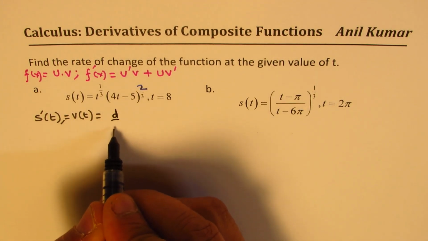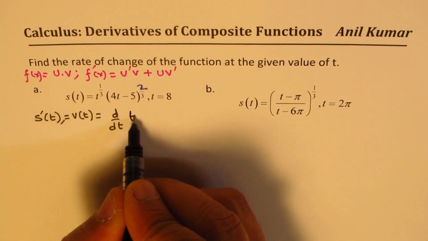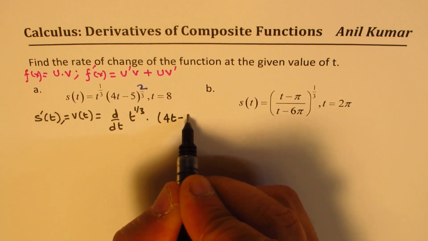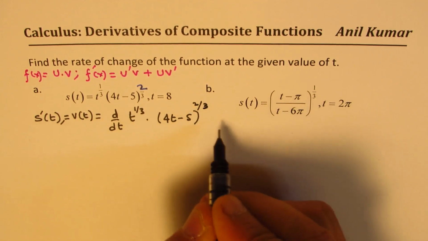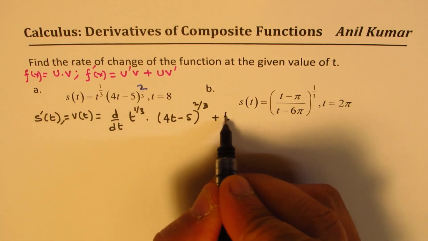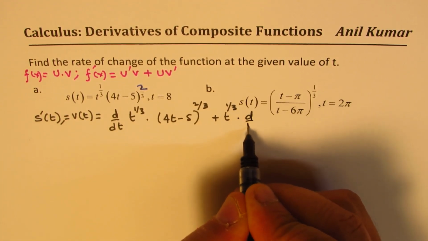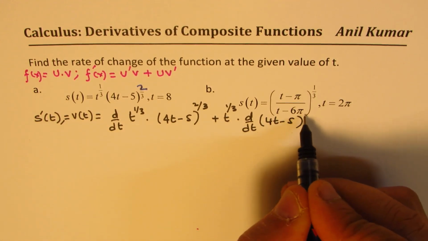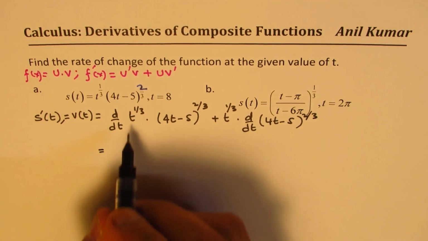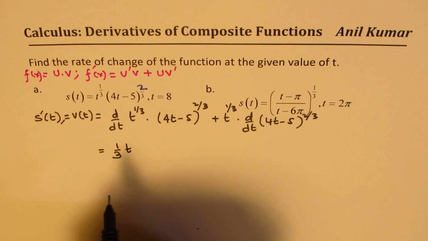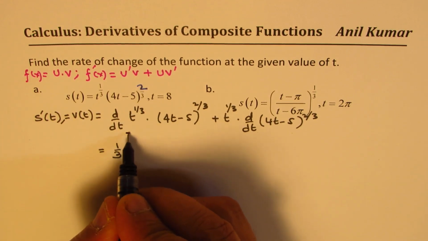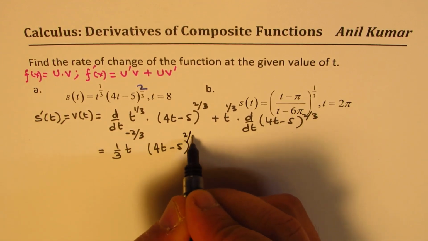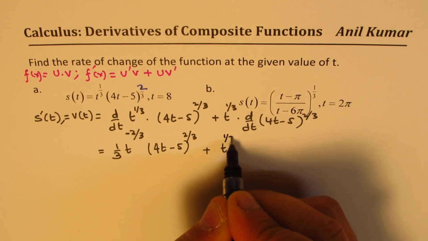So let me rewrite like this: d/dt of t to the 1/3 times the second function, which is (4t minus 5) to the power of 2 over 3, plus the first function, which is t to the power of 1 over 3 times d/dt of the second function, which is (4t minus 5) to the power of 2 over 3, correct? So the derivative here is 1 over 3 t to the power of 1 over 3 minus 1, which is minus 2 over 3, times (4t minus 5) to the power of 2 over 3, plus we have t to the power of 1 over 3.